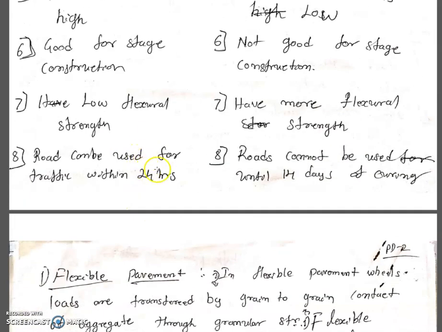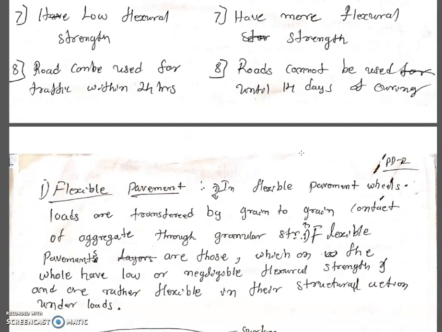Immediately after 24 hours, we can use it for transportation. Why? To dry the surface or for the settlement, the bituminous course requires only 24 hours. Within 6 to 8 hours, the bitumen will get hardened. But for concrete roads, it normally requires 14 days. Even if we use rapid hardening concrete, a minimum of 7 days is required.